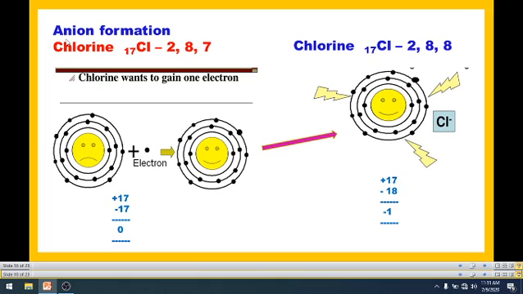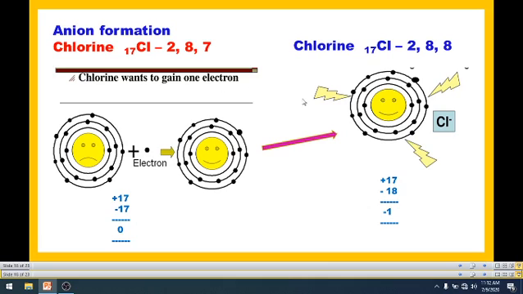The ion with a negative charge is called an anion. The electronic configuration of chlorine is 2, 8, 7. So in order to have 8 electrons in its outermost shell, chlorine needs one electron. So it wants to gain one electron. So chlorine gains one electron. The chlorine atom has 17 protons and 17 electrons, plus 17 minus 17 is equal to 0. So the chlorine atom is electrically neutral.